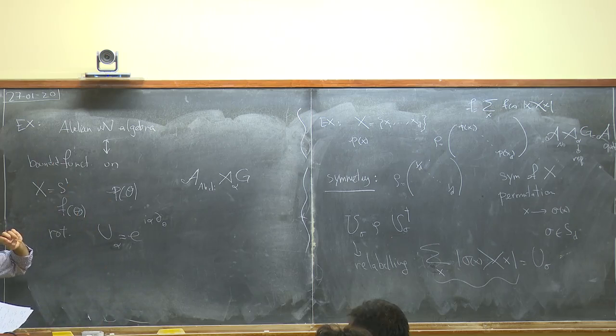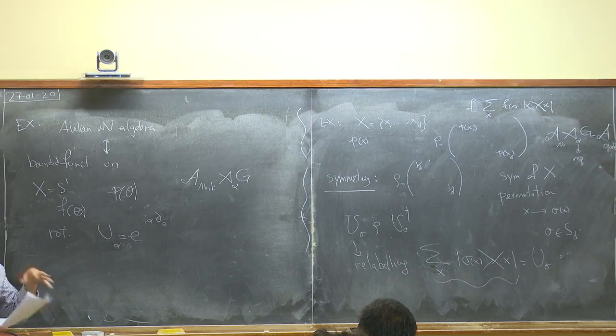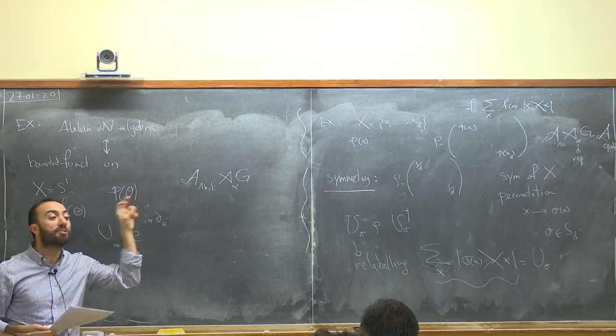Yeah, here you're starting with functions just on position. Exactly. And then you're getting momentum out of it. Correct. I'm getting momentum out of symmetries, outer automorphisms.